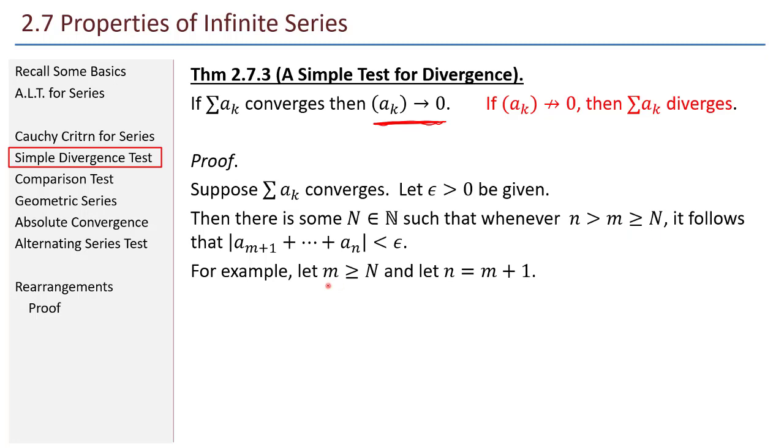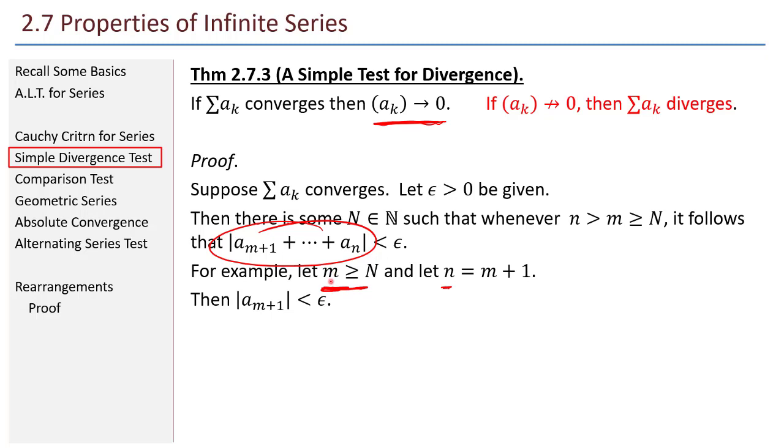So in particular, let's just choose some little m that's sufficiently large, and my little n is just going to be one more than that little m. Well, what does that summation look like in this case? Then it turns into simply the absolute value of a sub m plus 1. And I know that that term of my series has to actually be less than epsilon.